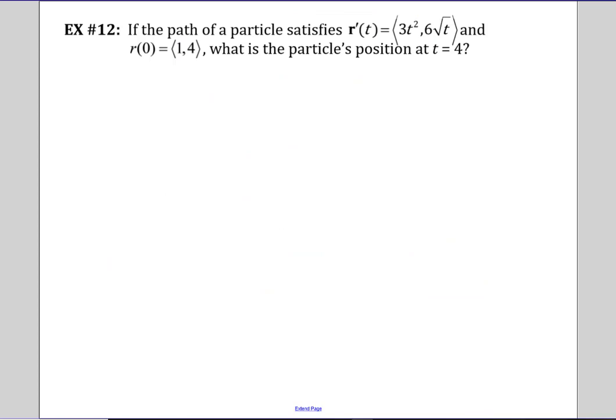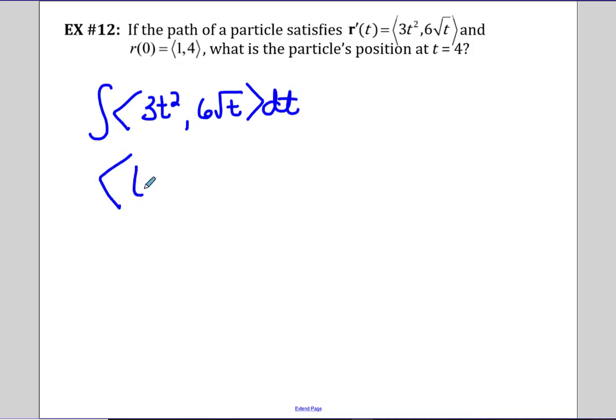And here's our last example. If the path of a particle satisfies r prime of t is this vector, and the r of 0 is 1, 4, what is the particle's position at 4? So we could say that the integral of 3t squared, 6 radical t with respect to time is going to be t cubed plus c sub 1 and 4t to the 3 halves plus another different constant c sub 2.